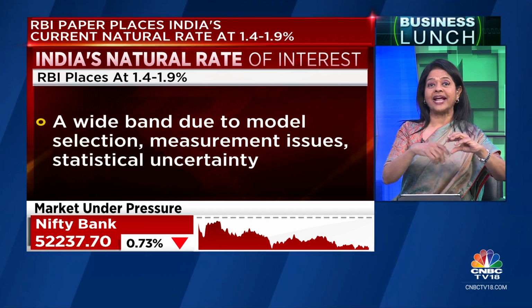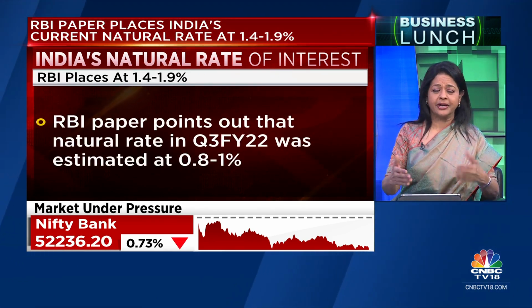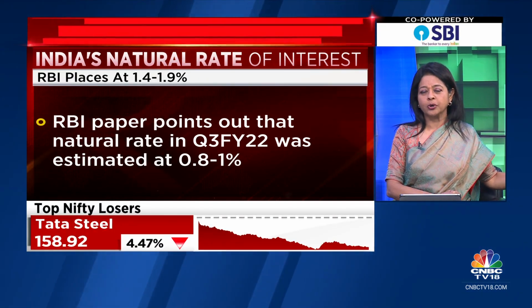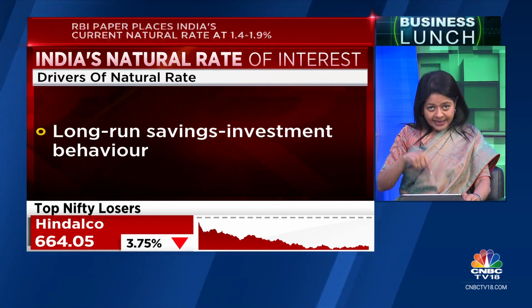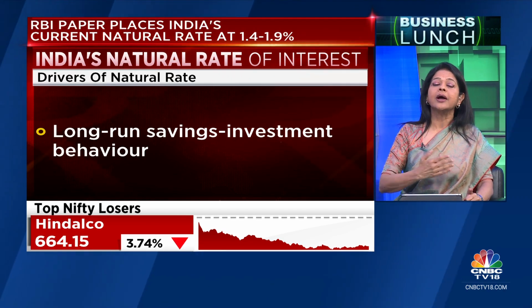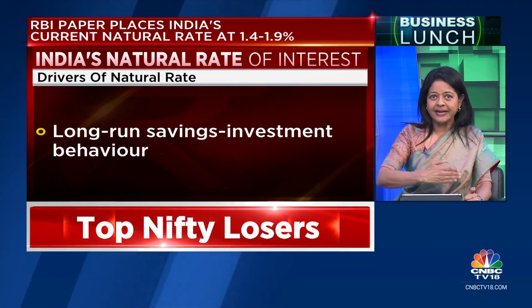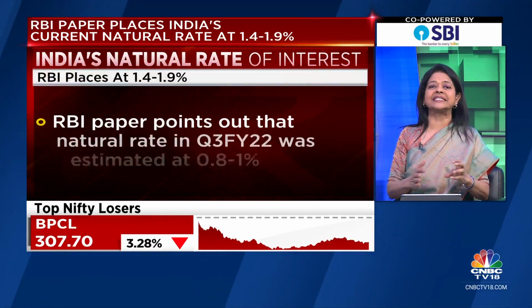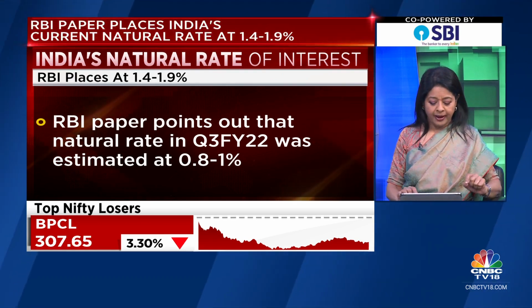They also point out that the natural rate depends on statistical estimation, which can only be approximate. For instance, during the COVID period, that is the third quarter of FY22, October, November, December of 2021, the natural rate was fixed at 0.8 to 1%. But now that has been revised up to 1.2. Why? Because in hindsight, we found that the GDP at that time was not so bad. The forecast has been revised upward. So because of all these uncertainties and statistical issues, the natural real rate tends to be a wide band.